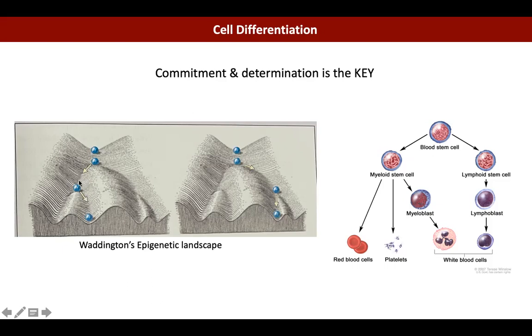But in differentiation, commitment and determination are the key, and this is very nicely explained by Waddington's epigenetic landscape. Later on, Waddington's developmental landscape was converted into an epigenetic landscape, where you can adapt the developmental phenotypes into epigenetic marks. For example, if a cell goes from here to here, it acquires a particular set of chromatin marks, and if it acquires a different set of chromatin marks, it will go to this side. But again, it is not completely understood why there is this predetermination.